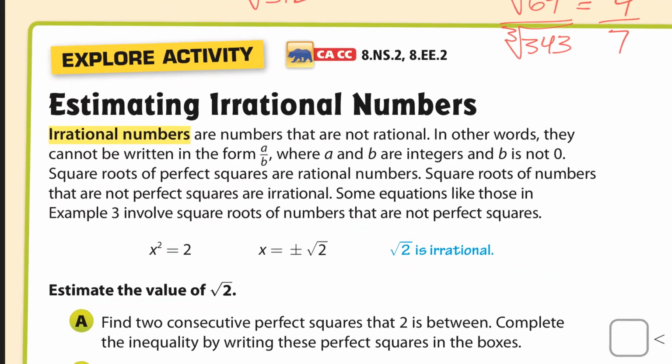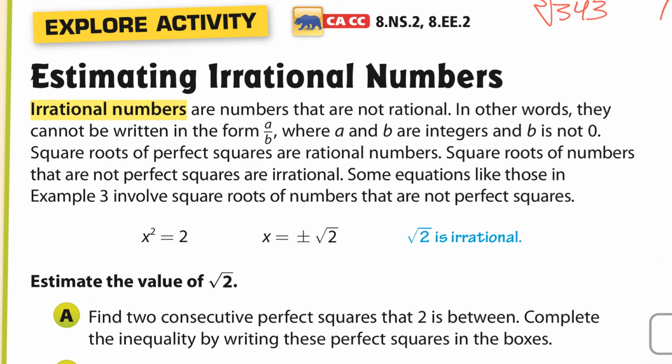Okay, so the final part here is we're going to be estimating irrational numbers. Irrational numbers are kind of the opposite of rational numbers. They can't be expressed as a fraction of integers, or they're not decimals that repeat or terminate. So we're going to estimate the square root of 2. First off, what is the square root of 2? What times itself is 2? Nothing I could think of.